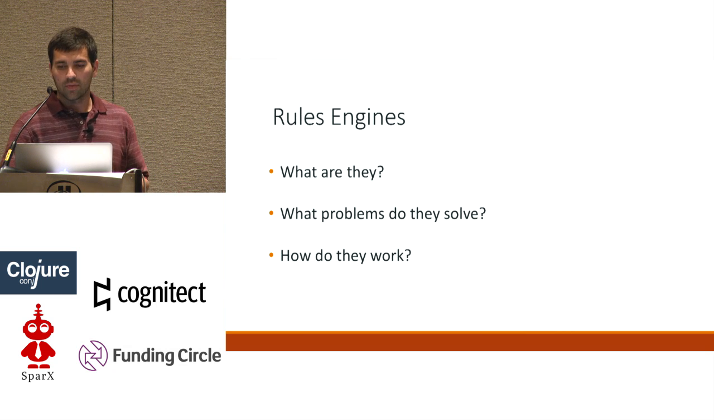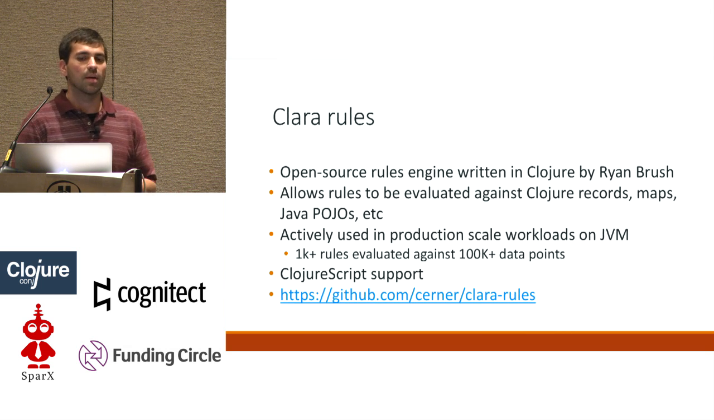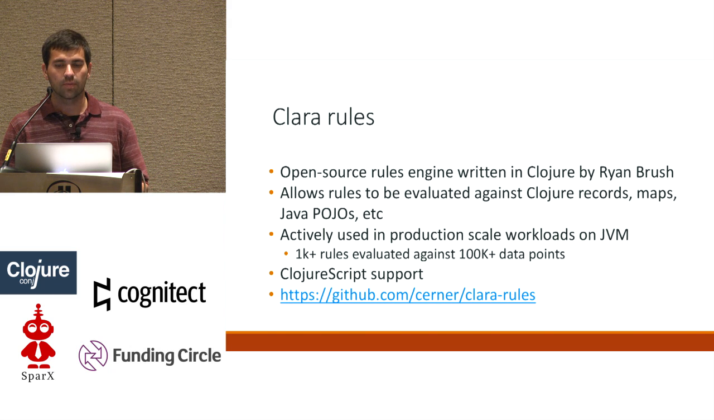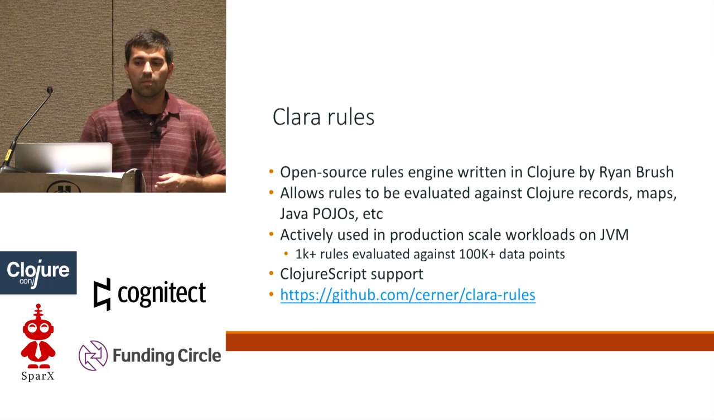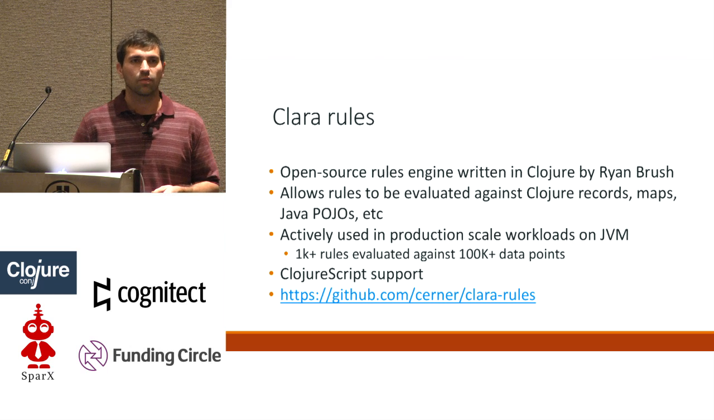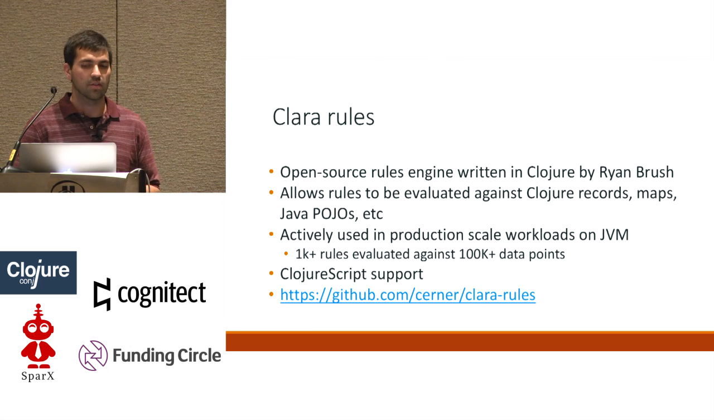Okay, so throughout the talk I'm going to be using Clara rules to demonstrate. Clara rules is an open source rules engine. It's written in Clojure by Ryan Brush, who also works at Cerner. We've been using it and contributing to it for about 2 years now, and we use it in production.